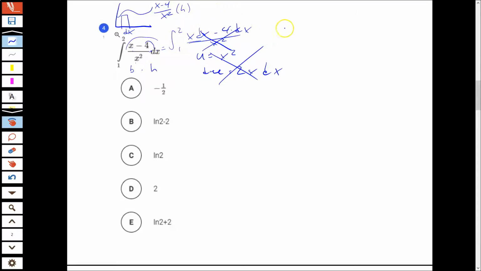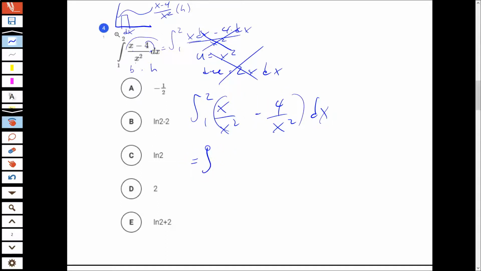That was kind of a digression, however. Let's go back to solving this integral. So u substitution isn't going to work, and will never work when we have something being added or subtracted to the derivative of the u we might pick. So instead, we're going to rewrite this. So I'm going to say this is the integral from 1 to 2. I'm going to split up my fraction, x over x squared minus 4 over x squared dx.